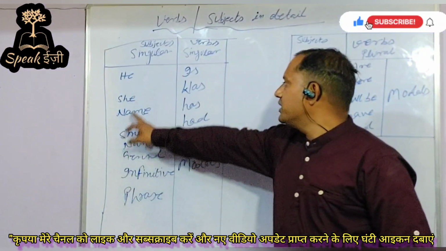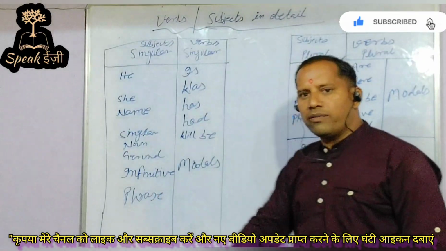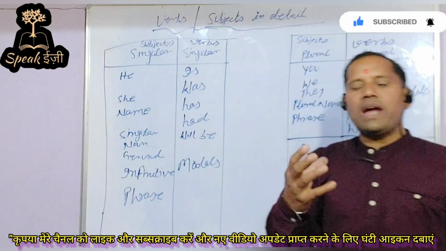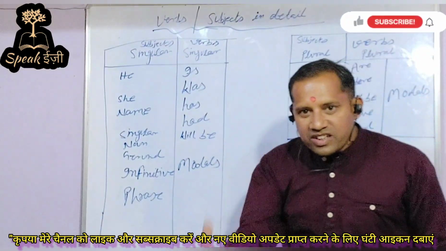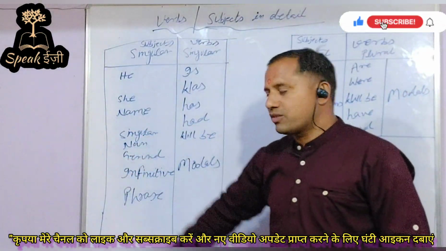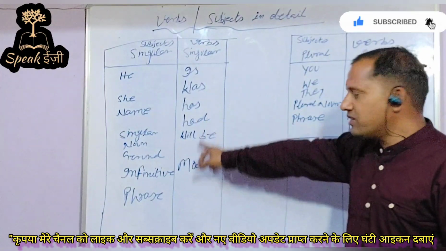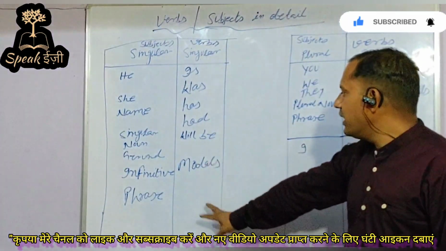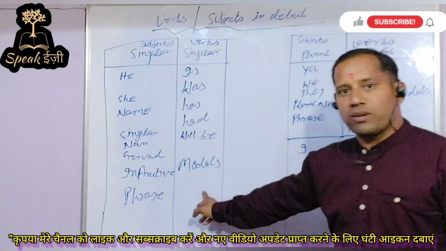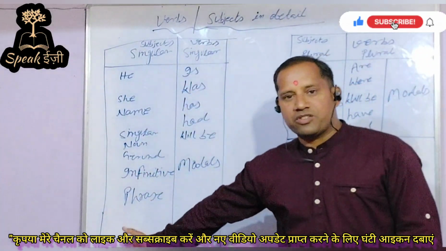When we talk about the singular subjects, there are very few limited subjects. It may be he, she, name, singular noun, gerund, infinitive or phrase. When we have these subjects, we have a restricted number of verbs which may be used with them. Those are is, was, has, had, will be and all 10 modal verbs. This is the only possibility which can be applied with all these subjects.